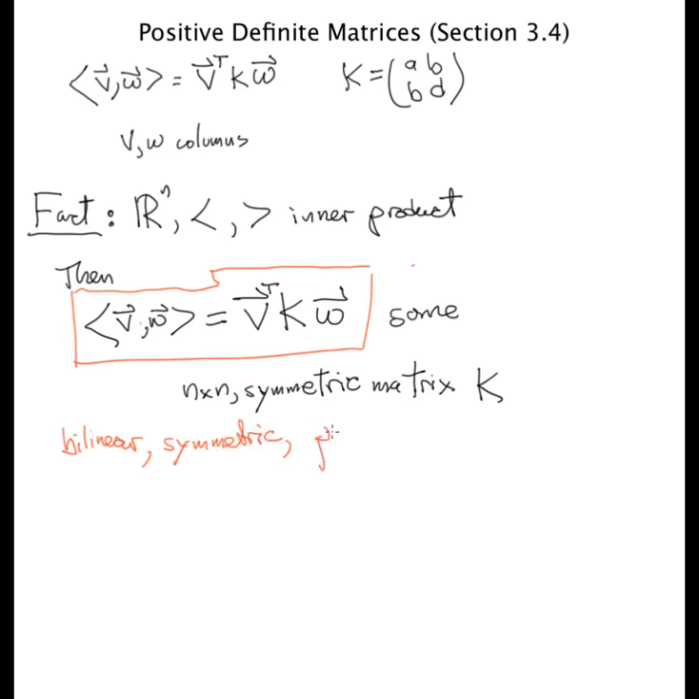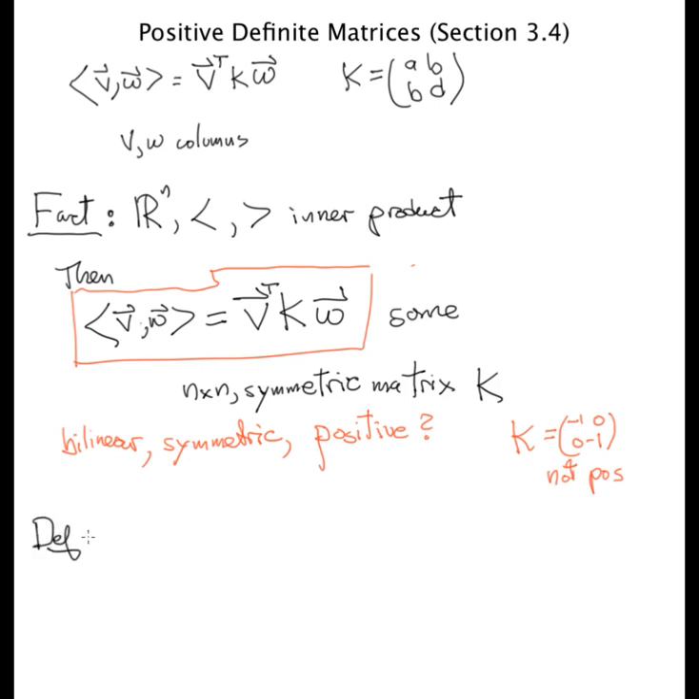But what about positive? If I took K to be minus 1, that would not be positive. But it's not so easy to tell when it is positive. And so basically, we just punt.